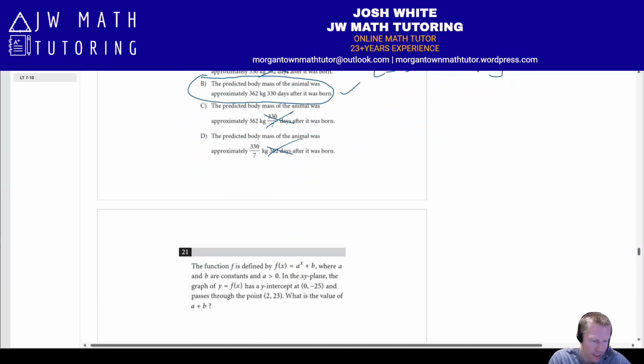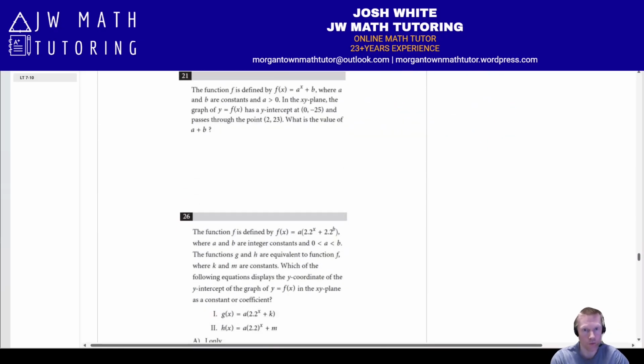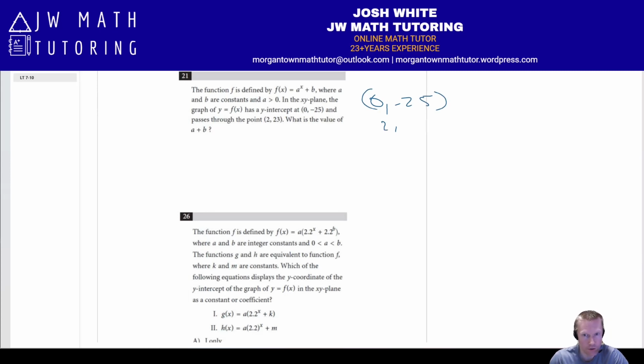All right. Next up, question number 21. Here you have a version of an exponential function, and they tell you a point that it goes through, 0, negative 25. They also tell you a second point it goes through, 2, 23. What's the value of a plus b? First, I'll show you how to do this by hand. Then I will show you how to do this in Desmos.